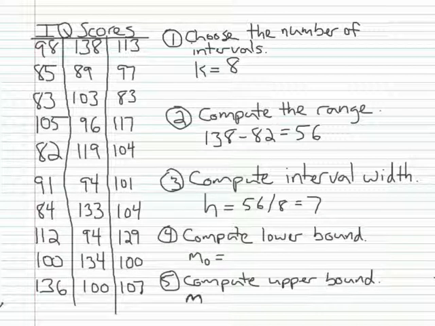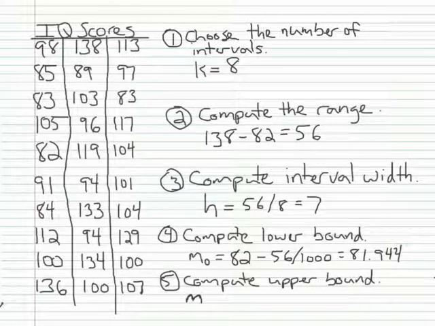Now I need to compute the lower bound of my first interval, or M0. So M0 is simply going to be the minimum score, which is 82, minus the range, 56, divided by 1,000. And that's going to equal 81.944. The reason for subtracting off that 56 divided by 1,000 is just to make sure that your lowest score is actually counted in one of the intervals.